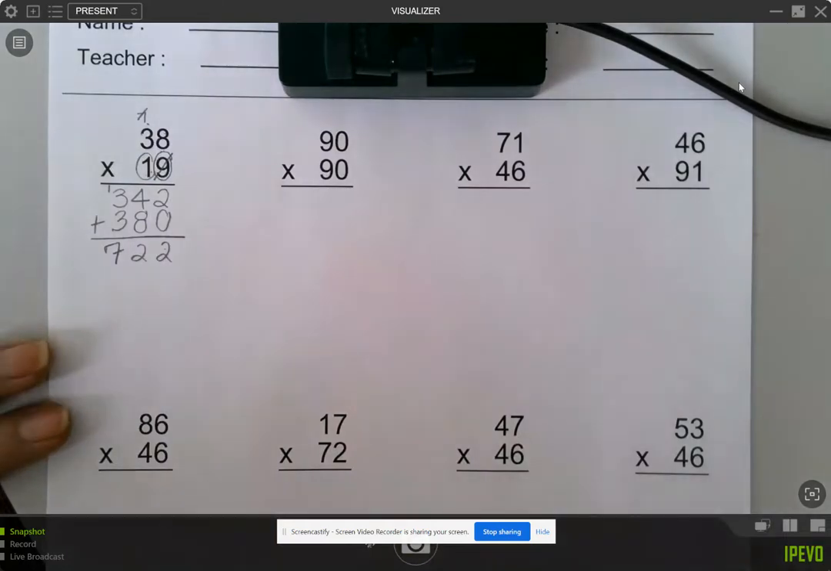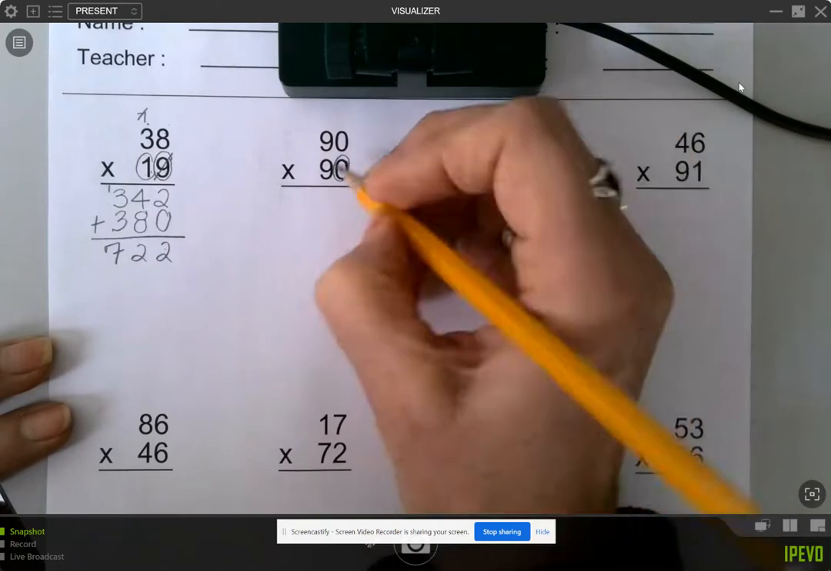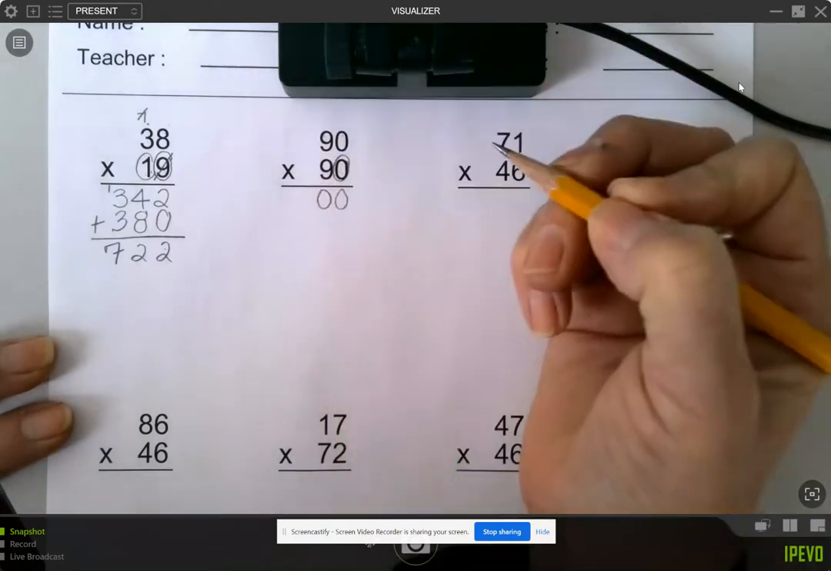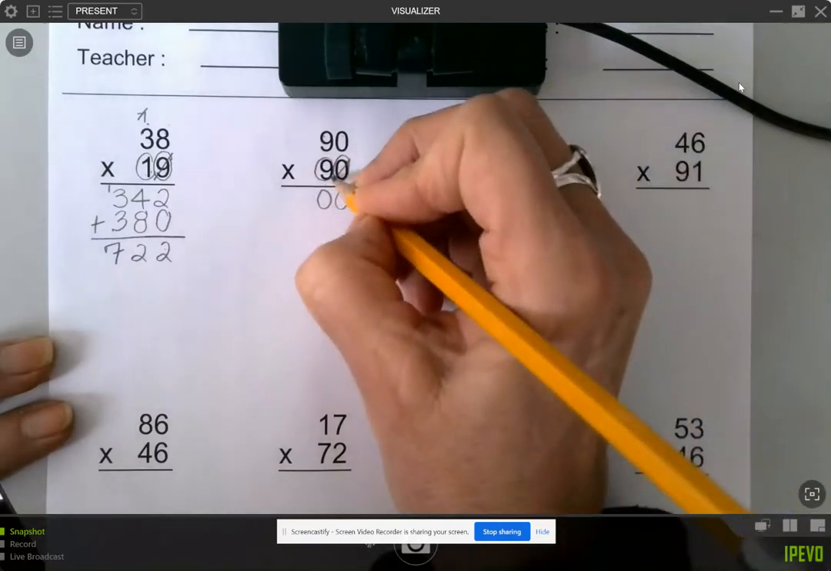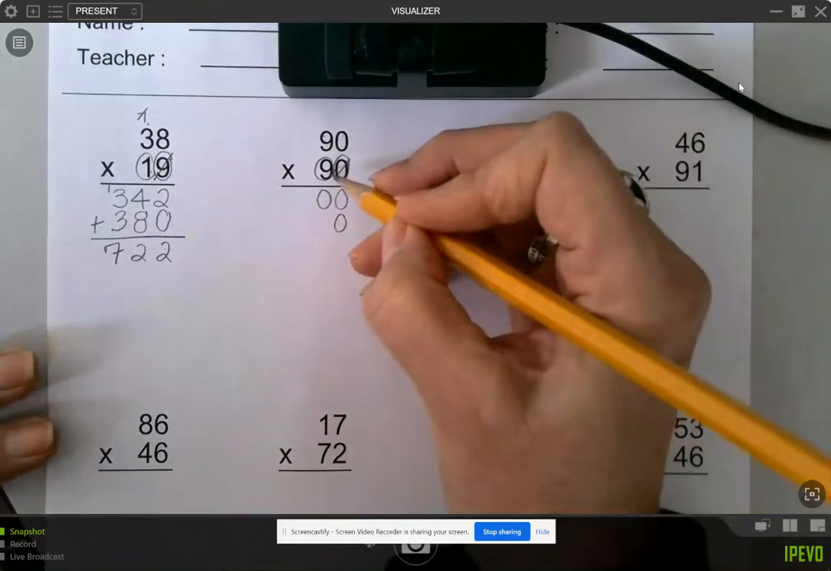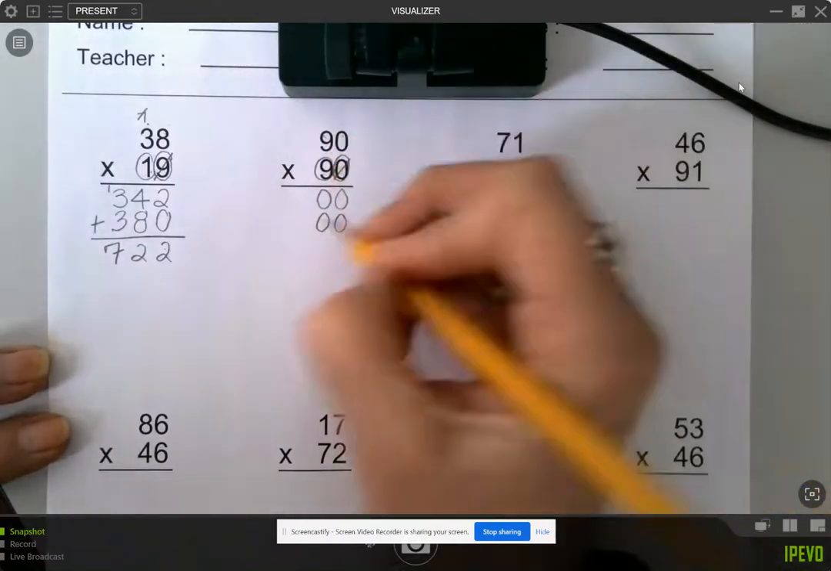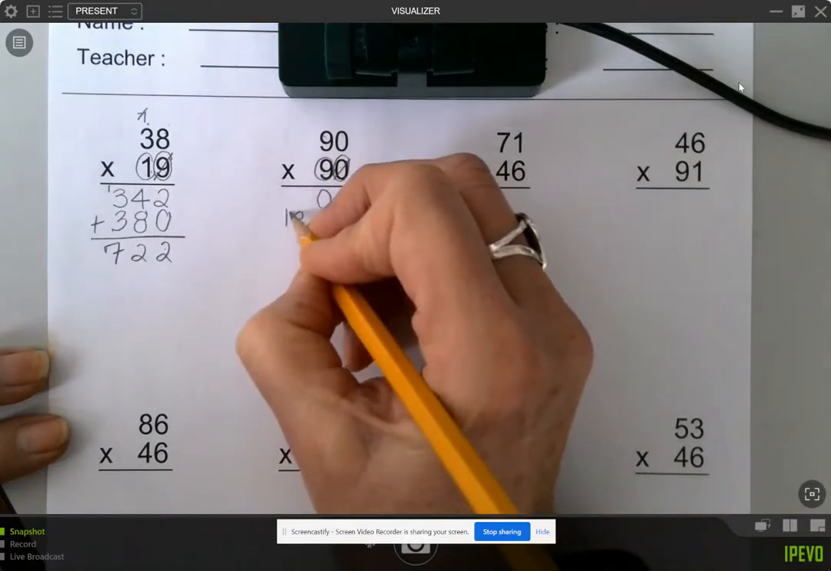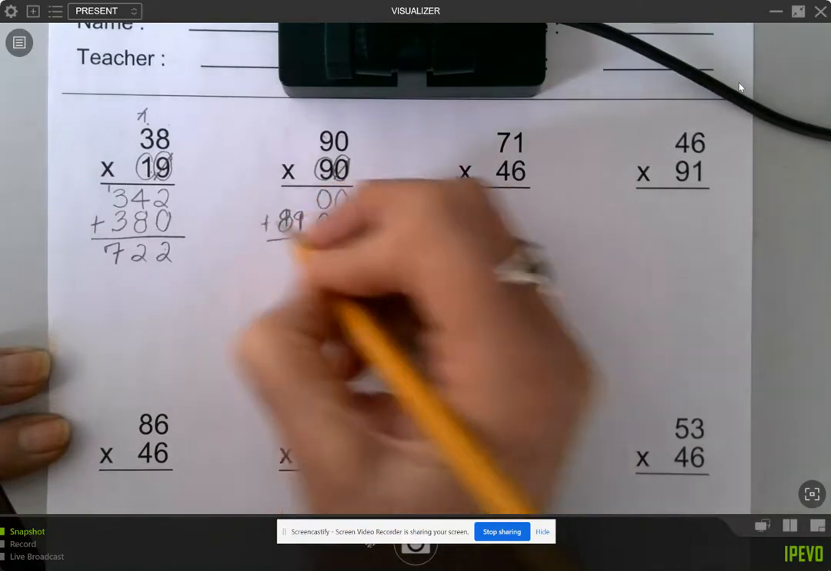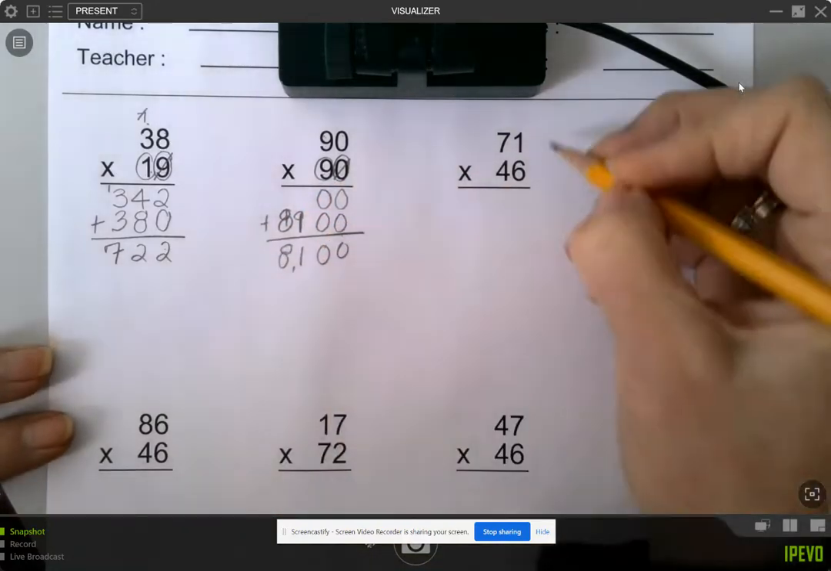So let's do another one. Start by circling your multiplier, even if it's 0. So 0 times anything is 0, 0, 0. You're done with this one. Your new multiplier is the 9. Your second row always starts with a 0 because you're really multiplying by 90. 9 times 0 again is 0. 9 times 9 is 81. I'm going to add them up. 0, 0, 1, 8.